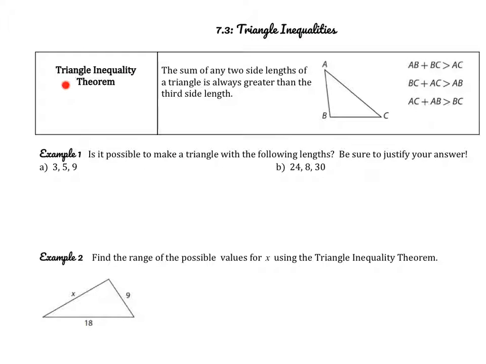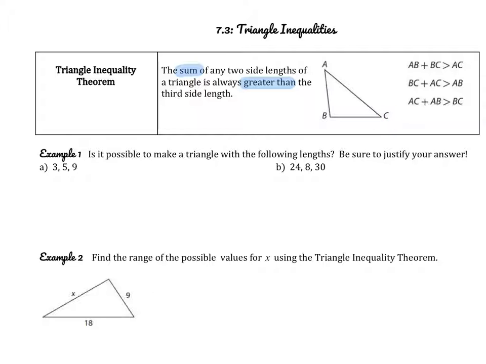Today we're going to talk about triangle inequalities. So first let's talk about the triangle inequality theorem, which says the sum of any two side lengths of the triangle is always greater than the third side. So remember, sum means to add. So this says we can add up two sides, and that sum should always be bigger than that third, not included side.